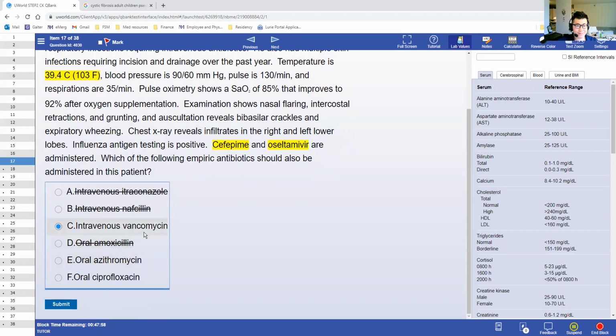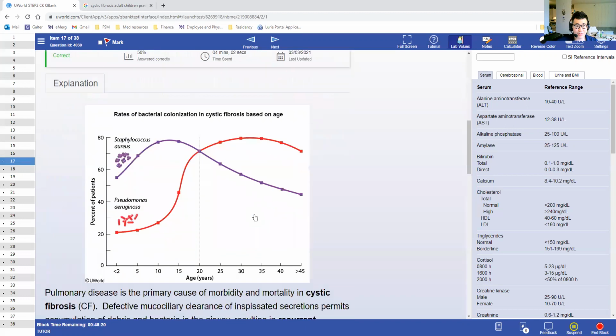Amoxicillin, not really. This is not atypical pneumonia. Amoxicillin covers gram-positives, but yeah, not super concerned about amoxicillin here. Cipro, no. Don't give that to children. Good.